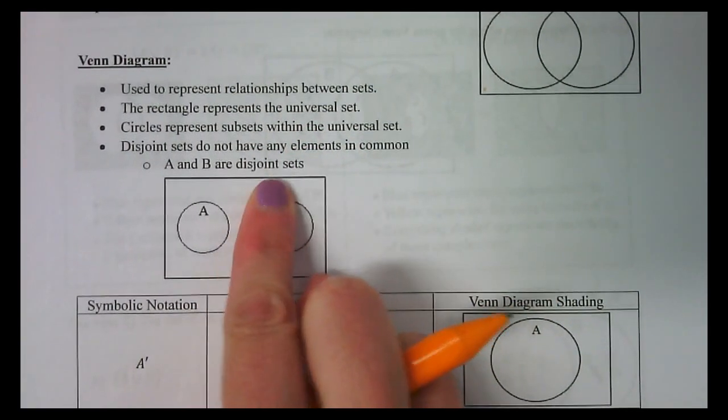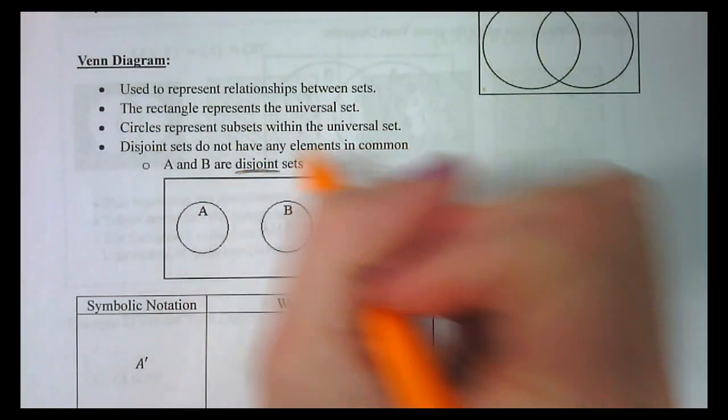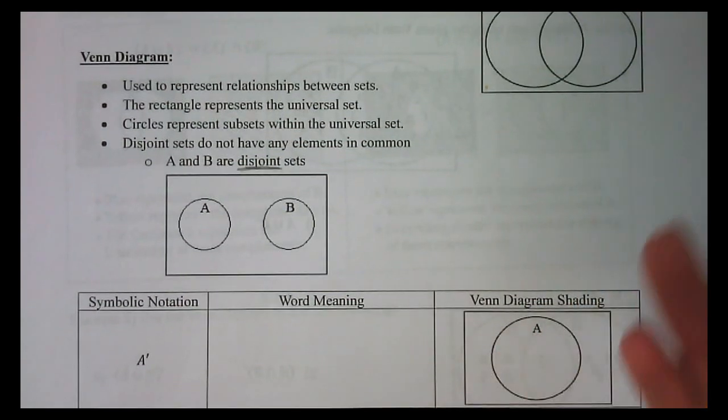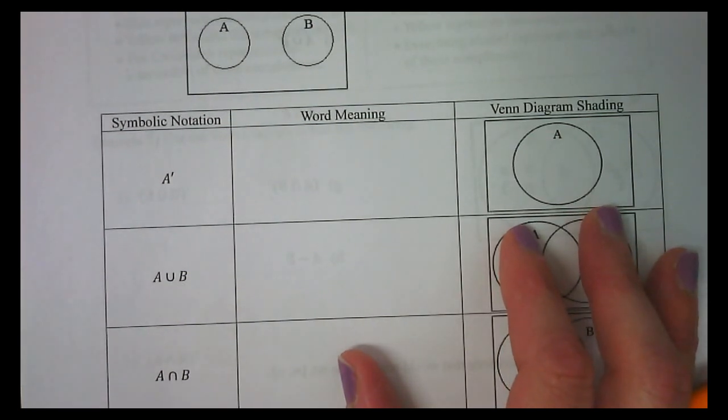what we have here. When the two circles don't overlap at all, they're called disjoint sets. That means they don't have anything in common. Okay. We're going to look at some notation, which we've already talked about in our previous lessons.